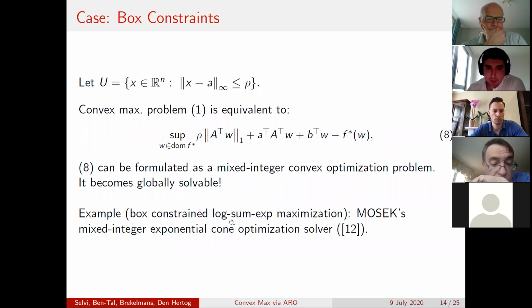And in an example, we show, again, maximizing the geometric function over an infinity norm constraint. And in this case, we use MOSEK's mixed integer exponential cone optimization solver. Although the mixed integer property would make the problem insolvable in very large cases, we observe that the MOSEK solver is very efficient, and thanks to our reformulation, reasonably big size problems can be solved to global optimality efficiently.